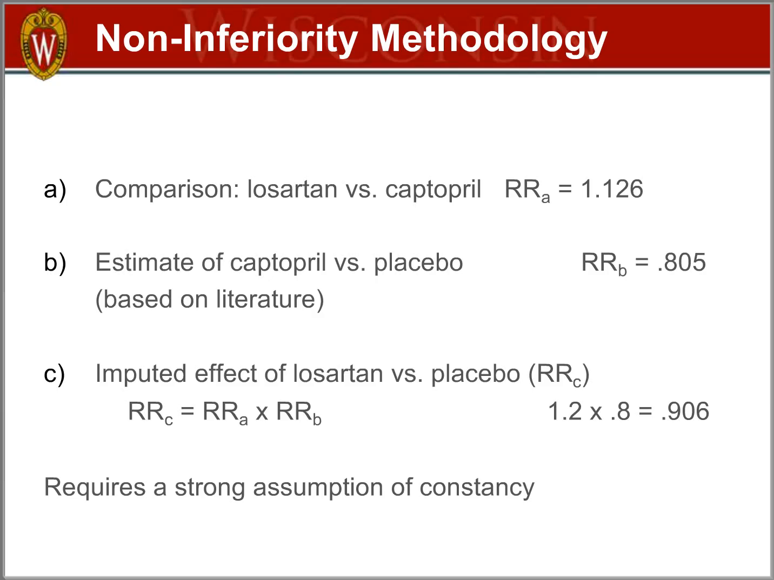If you multiply the relative risk of losartan versus captopril as the first comparison, times the relative risk of captopril versus placebo, algebraically you get an estimate of losartan versus placebo, which is 0.906. So you can get an imputation that, yes, losartan would have beaten placebo had placebo been here, even though it is inferior, or at least doesn't meet the non-inferiority criteria compared to captopril. But to do this calculation requires a very strong assumption that everything is constant, because the historical data is still relevant today. Very strong assumption.